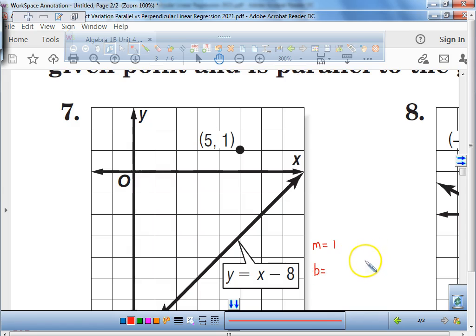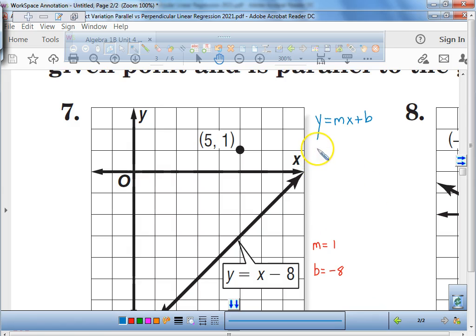All right. Now, does anybody know the y-intercept? Yep, close. -8. Very good. So right now, this is the slope. This is the y-intercept. Now, our new line I'm going to do in blue. Okay, y equals mx plus b. So just write this on your paper.